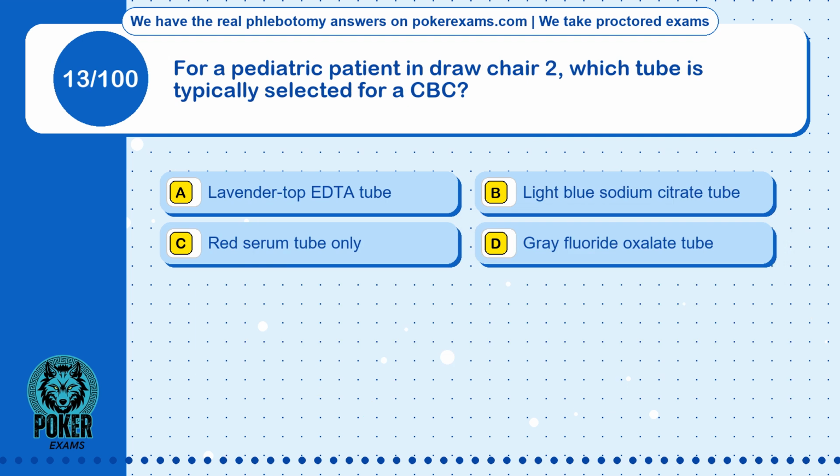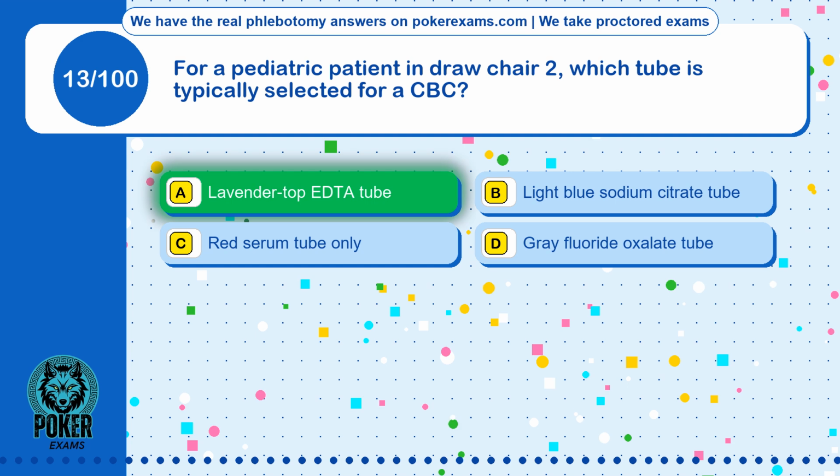Question 13. For a pediatric patient in draw chair 2, which tube is typically selected for a CBC? Option A, lavender top EDTA tube. Option B, light blue sodium citrate tube. Option C, red serum tube only. Option D, gray fluoride oxalate tube. The correct answer is option A.